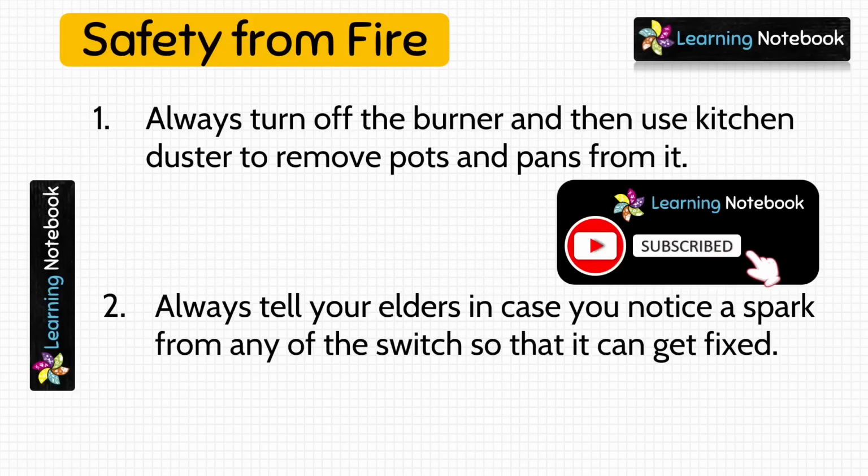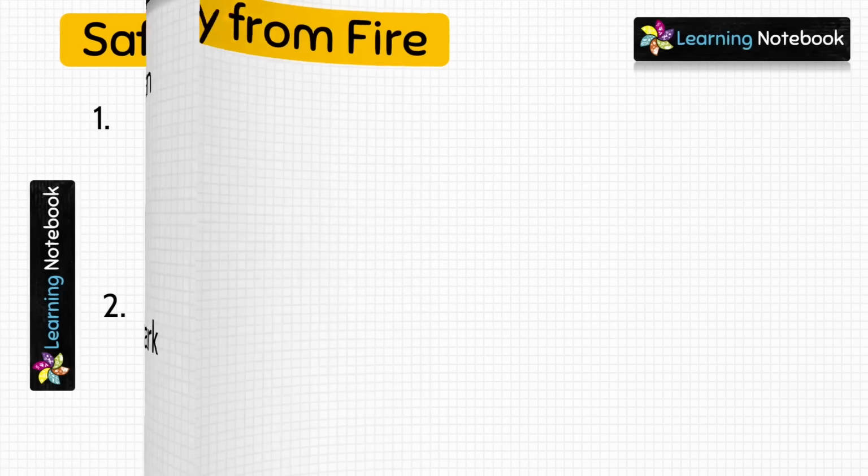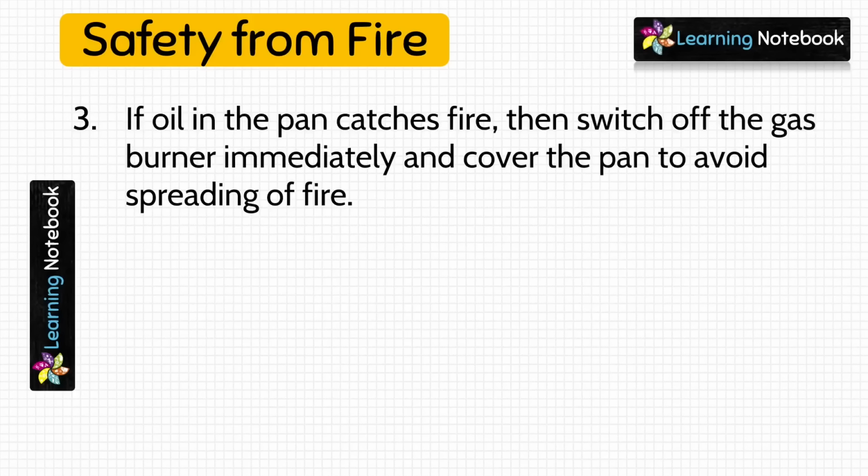Next, always tell your elders in case you notice some spark from any of the switch, because such switch can cause fire. So make sure to inform your elders so that it can get fixed as soon as possible. Next point is, if the oil in the pan catches fire in the kitchen, then make sure to switch off the gas burner immediately and then cover the pan to avoid spreading of fire further.